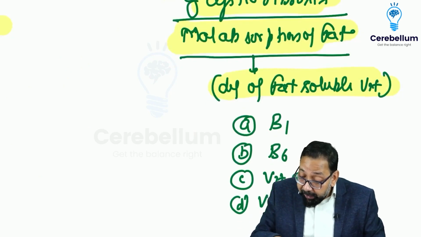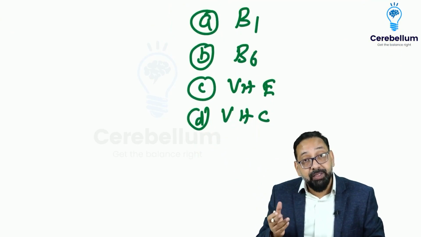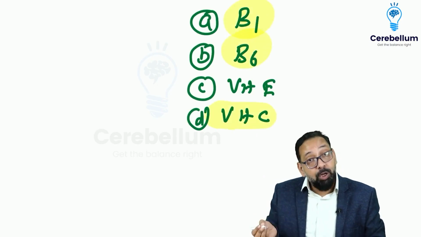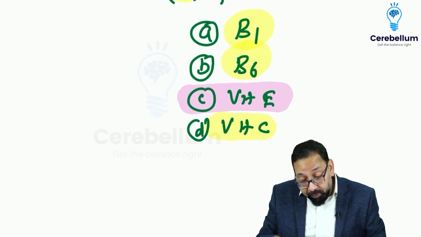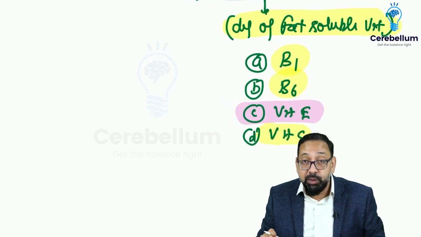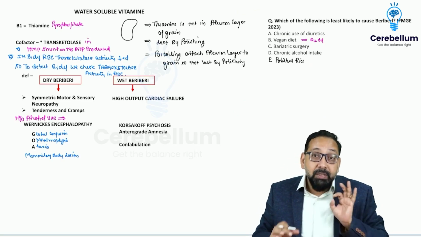They give a question that in cystic fibrosis, which of the following vitamin deficiencies can be there? You know, B1, B6, vitamin C are water soluble. Only vitamin E is fat soluble. So in cystic fibrosis, malabsorption of fat, there may be deficiency of vitamin E. Now we start water soluble vitamins one by one.